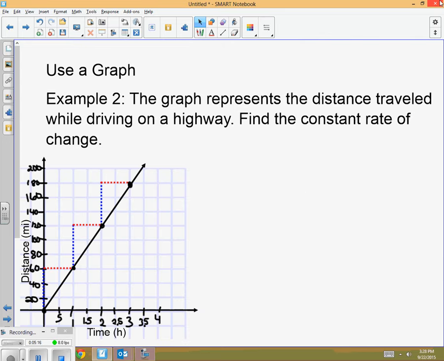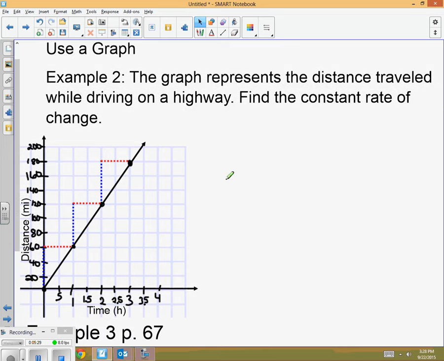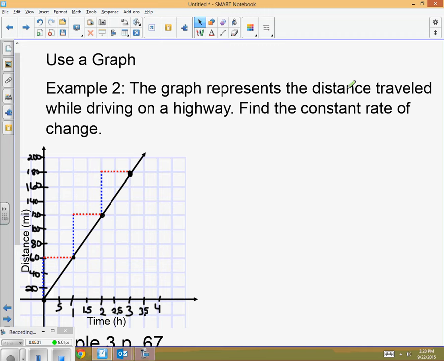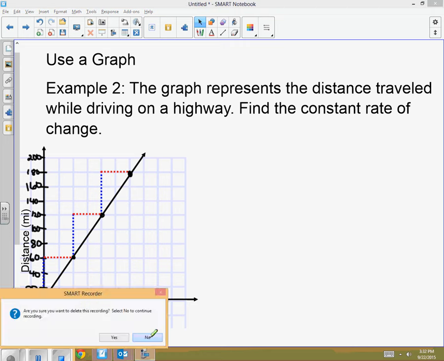For example 2, we can use a graph. So instead of using a table, or in addition to a table, we can also evaluate the constant rate of change by analyzing a graph like the one you see here. The graph represents the distance traveled while driving on a highway. Find the constant rate of change.